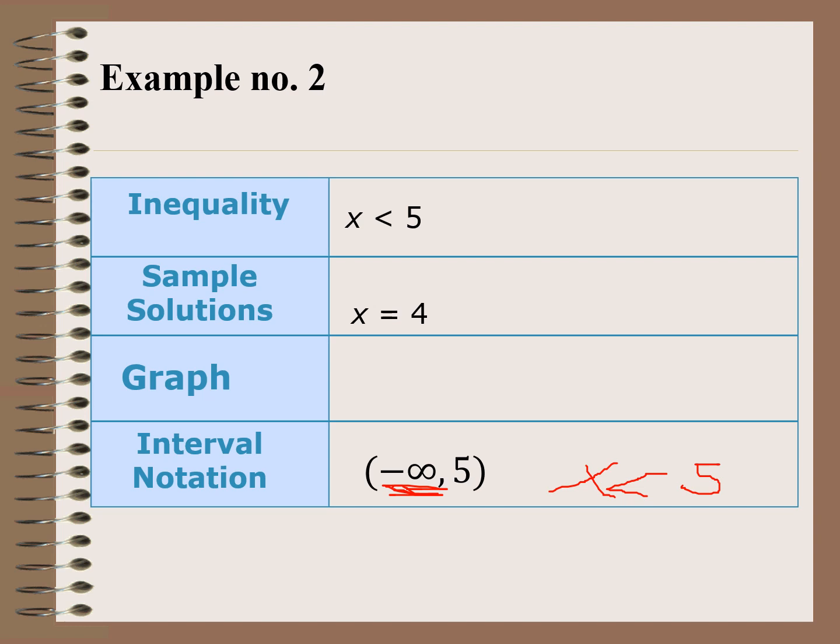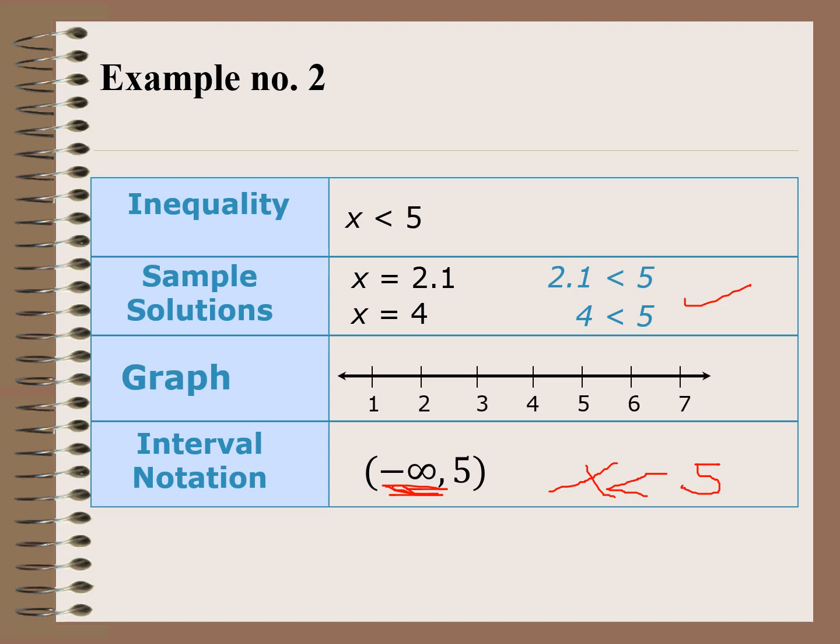And what are the possible values of x? We have 4, we have 3; 4 is less than 5, correct? Then we have 2.1. 2.1 is less than 5, so it's correct. Now, the question is, is 5 included in the solution set? No, it's not included. Therefore, if you're going to graph it, you have an open circle at 5.